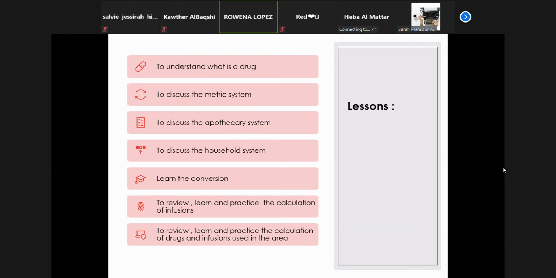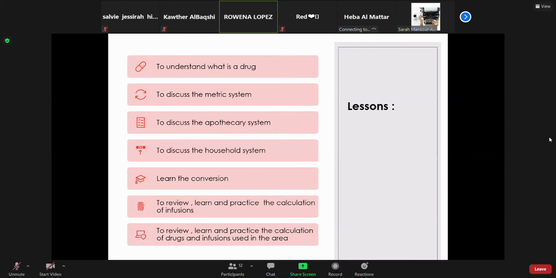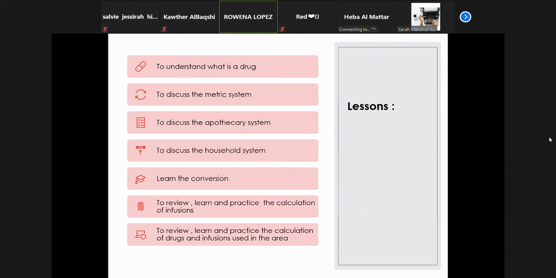Then we need to learn the conversion. So I have some examples, and you need to convert them. To review, learn, and practice the calculations of infusions. And as I told you, it is basically vasopressor and inotropic agents. To review, learn, and practice the calculation of drugs and infusions used in the area. So there are medications that are available in our hospital setting, which we are encountering daily. So to be able to avoid miscalculating the dosages, I will give you some tips on the formulas that we have to use during the calculation.